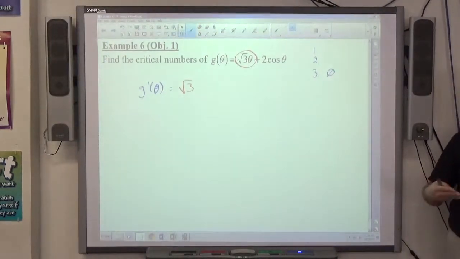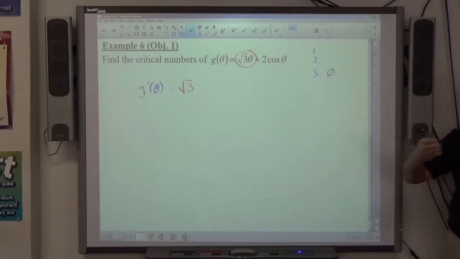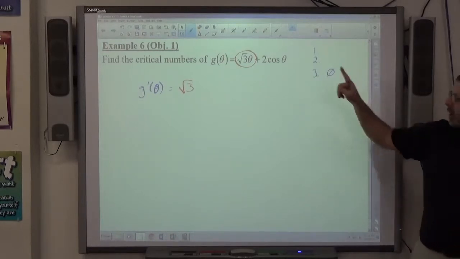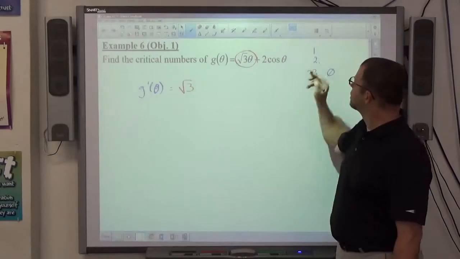If you have number times letter, its derivative is just the number. It doesn't matter what the number looks like. If zoo was a number and you had zoo x, its derivative would be zoo. That's all it is. Number times x, derivative is just the number. So number square root of 3 times variable theta, derivative is the square root of 3.